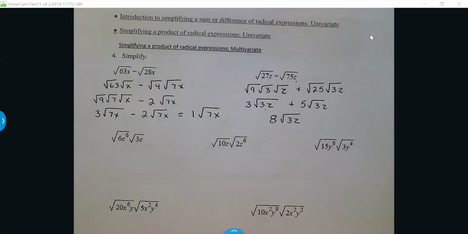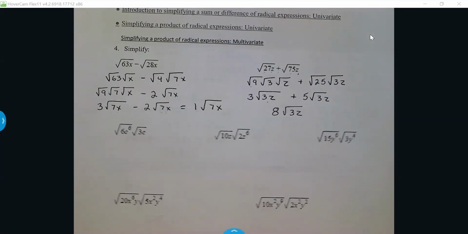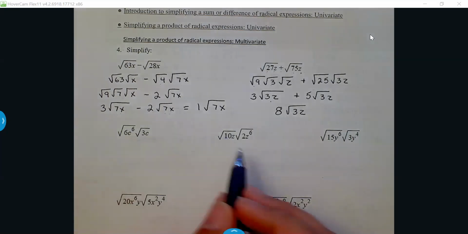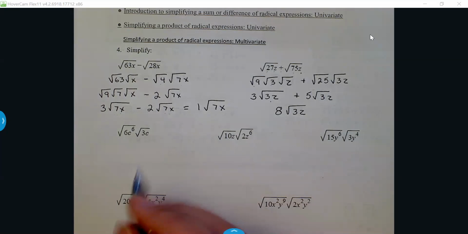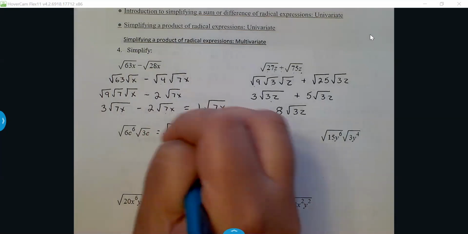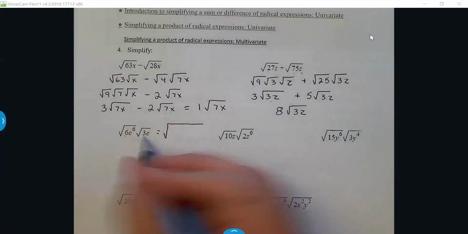Our next problems are all multiplication. When I'm dealing with multiplication, I don't have to have like things underneath the square root. What I'm going to do is multiply whatever's underneath the square root, create one square root, and then simplify it. So let's multiply what's underneath. So this becomes the square root of 6 times 3, which is 18.